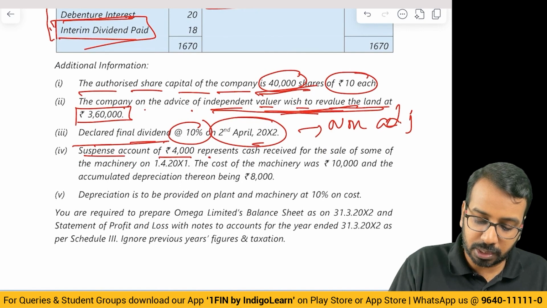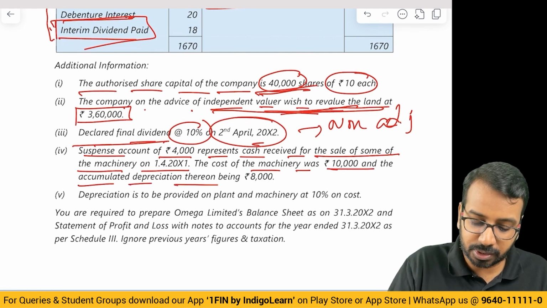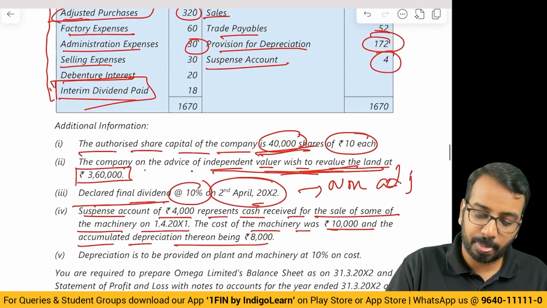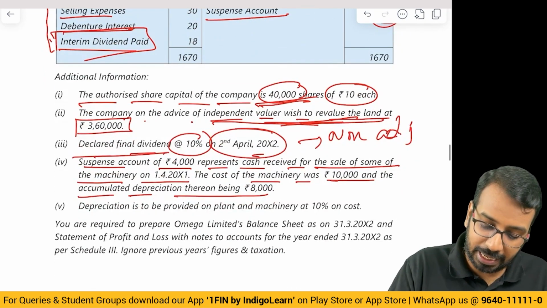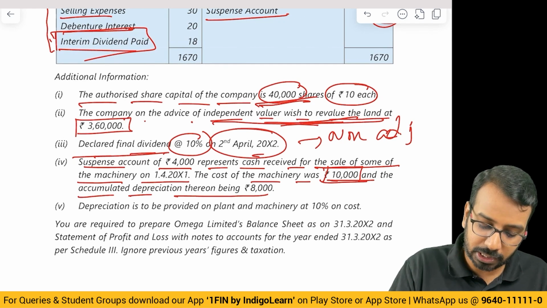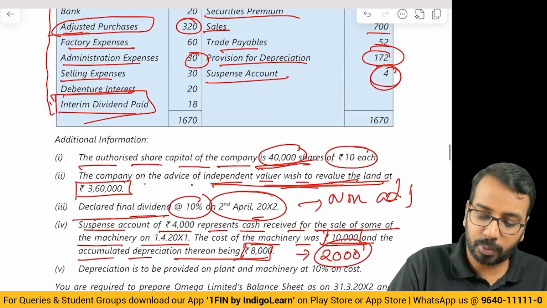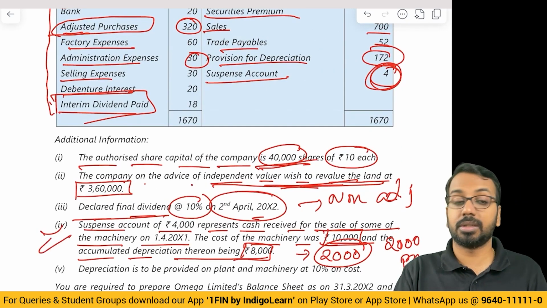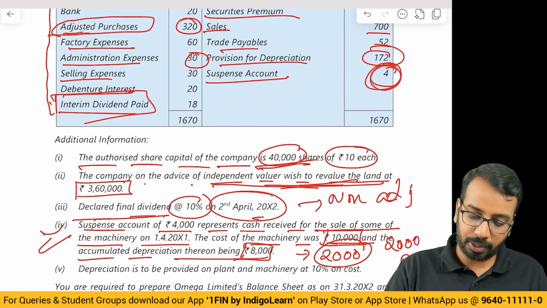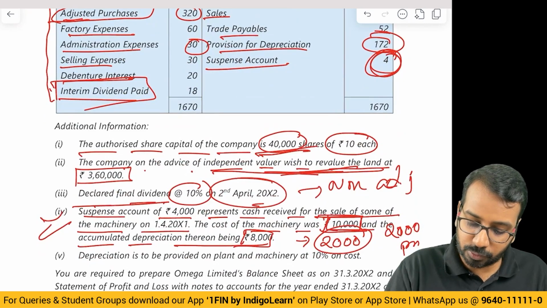Suspense account of 4,000 represents cash received for the sale of some of the machinery on 1st of April of year 1. Cost of the machinery was 10,000 and the accumulated depreciation thereon being 8,000. So what has happened is we collected 4,000. We sold machinery that has a book value of 10,000 gross and 8,000 depreciation. So net amount is 2,000. We sold for 4,000. So there is a 2,000 profit. This has to be given as a working note.